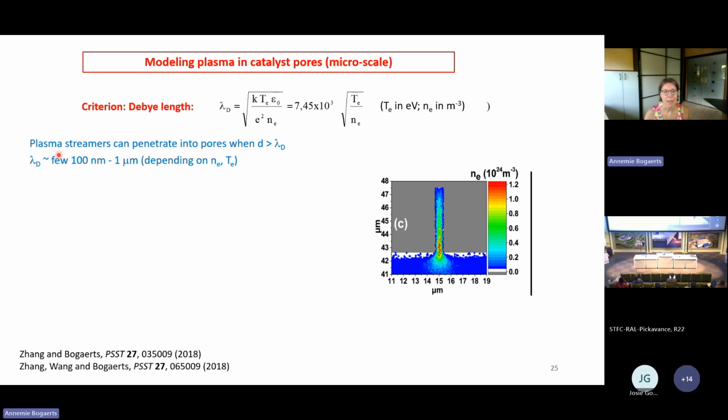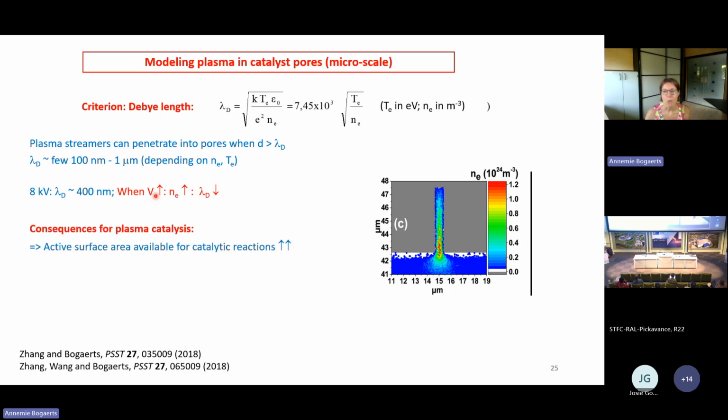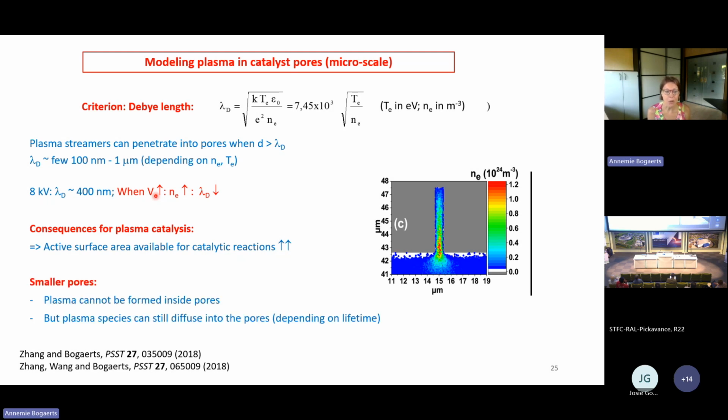Now, this Debye length at typical plasma catalysis conditions is in the order of several hundred nanometers to 1 micrometer, depending on the electron density and temperature. For instance, it would be 400 nanometers. It can be a bit less at higher voltage. So it means that if the catalyst pores are smaller than 400 nanometers, as is typically the case in zeolites, obviously, the plasma cannot penetrate into the pores. This has consequences, of course, because if it can happen, the active surface area available for catalytic reactions is much larger. But if not, then plasma species might still diffuse into the pores, but that also depends on their lifetime and their reactivity. I come back to that.